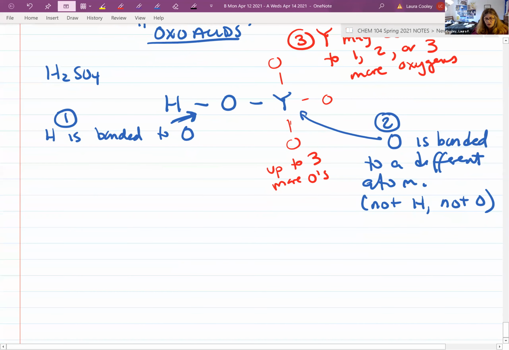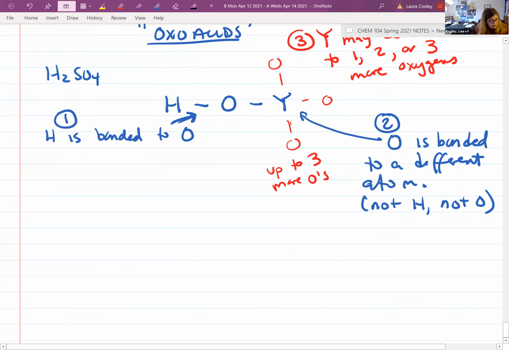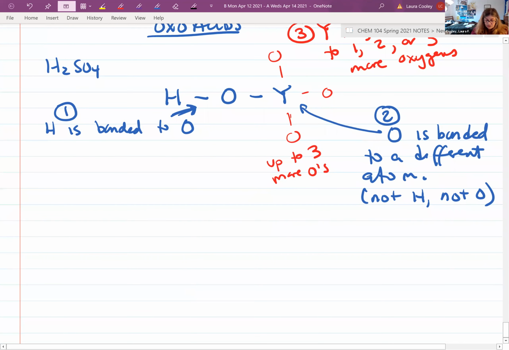Okay, so when you go and you try to write the formula of an oxo acid, you need to realize this. You need to realize that the H is bonded to the oxygen and not to that Y, whatever that Y is in the case you're studying.